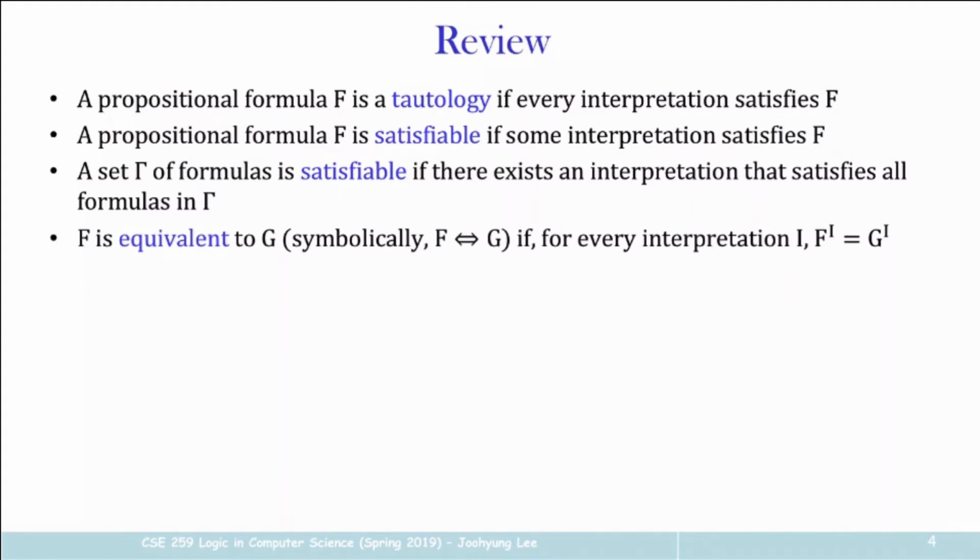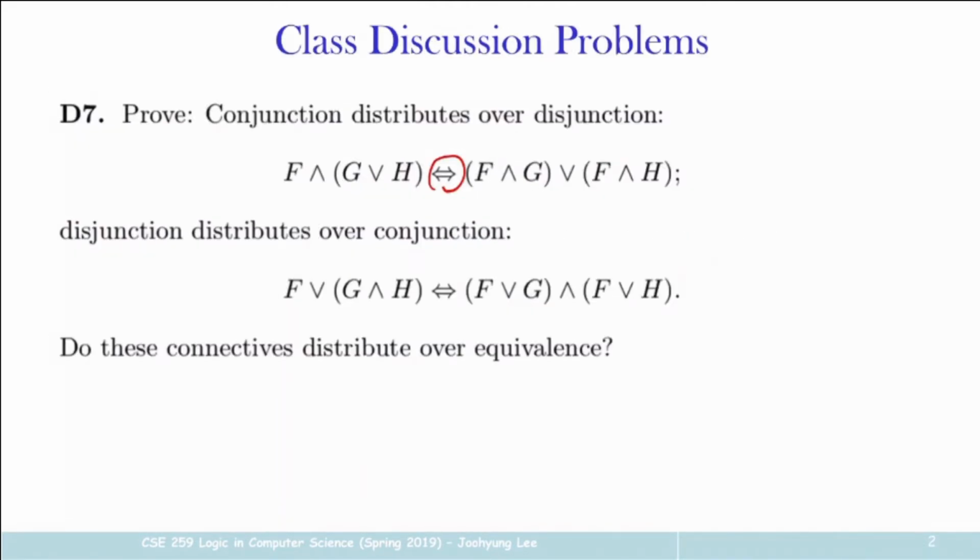The last one is that F is equivalent to G, which is crucial for these 2 problems. It's not easy to see, but it says that for every interpretation I, the evaluation of F under I is the same as the evaluation of G under I. In other words, their truth values are the same. So these are the problems that we will talk about.